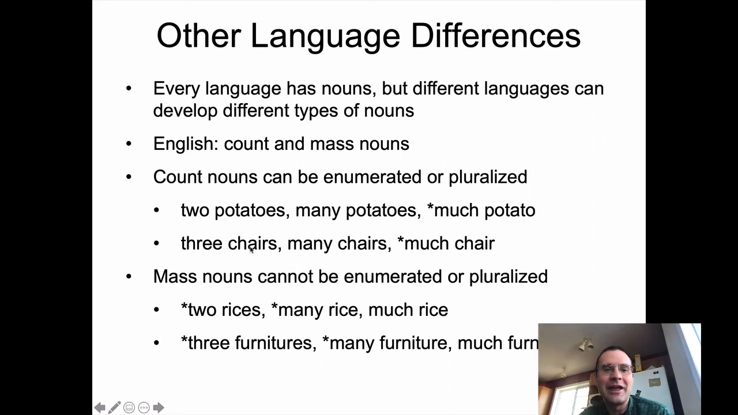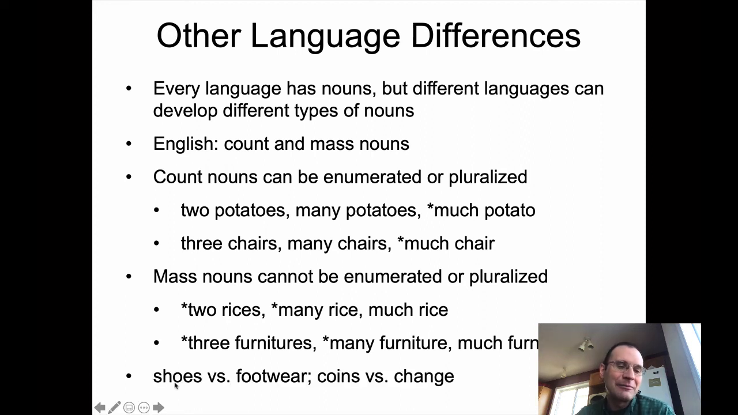So like, I like the lamp, or I like lamps. You can pluralize it, it works okay. But you can't just say I like lamp in English, but you can say I like furniture. That's no problem. I like rice, but you can't say I like potato or I like chair. That's another mass noun, count noun difference. And maybe I'll dig up that video for you before the next lecture.